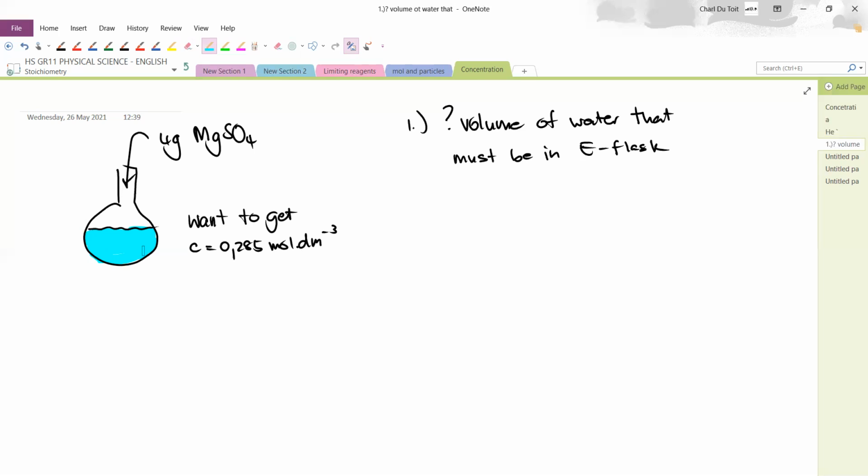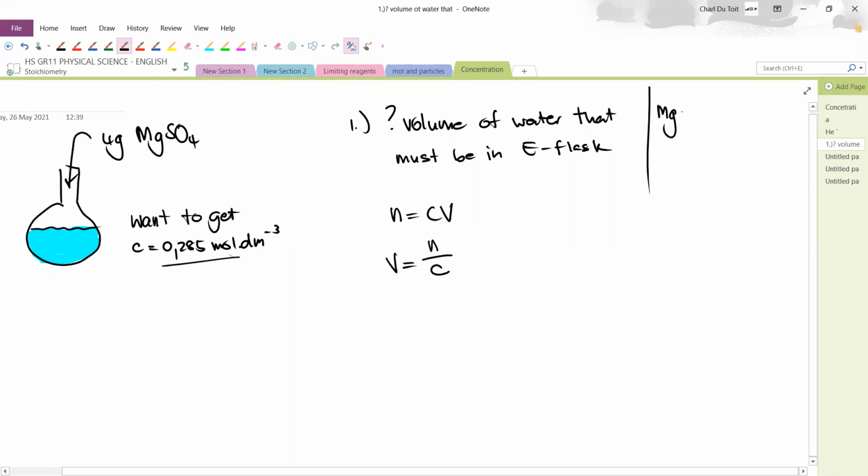So mole equals concentration times volume. Volume equals moles divided by concentration. I have the concentration already. I need to find out how many moles is 4 grams of magnesium sulfate. What's the molar mass? Magnesium is 24, sulfur is 32, and oxygen is 16. So now I can work out the amount of mole. Go on your own.